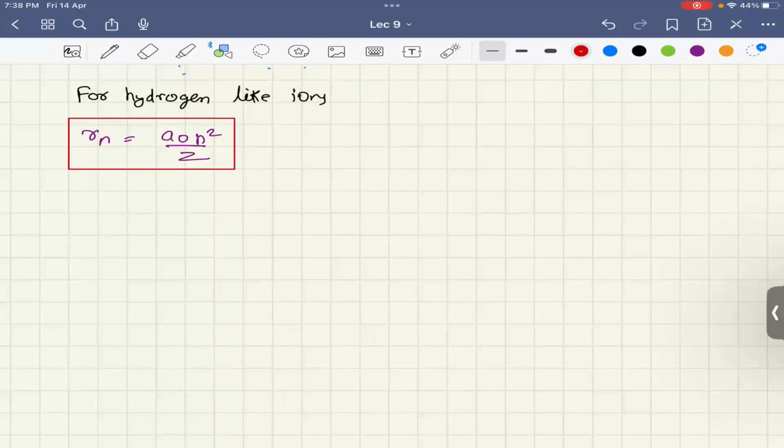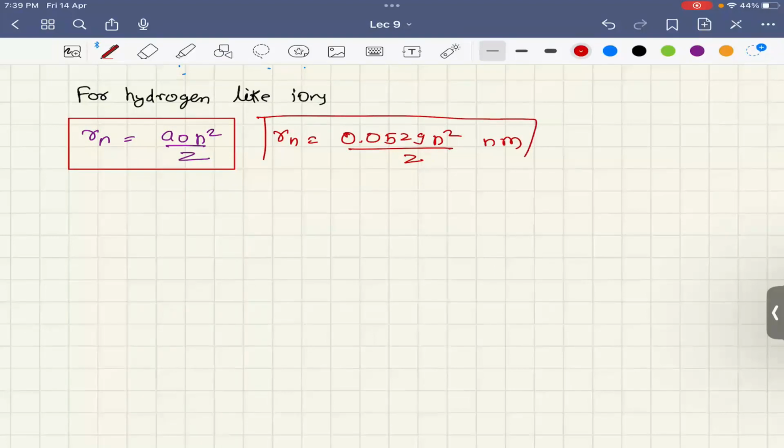Or in other words, if you want to use the value of a0, Rn is equal to 0.0529 n square by Z nanometer, right? These are very important expressions which we are going to use.